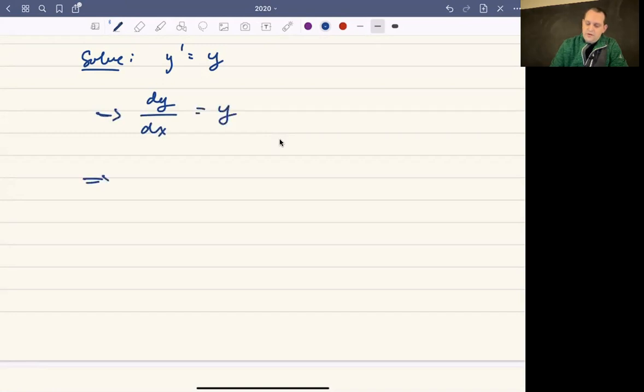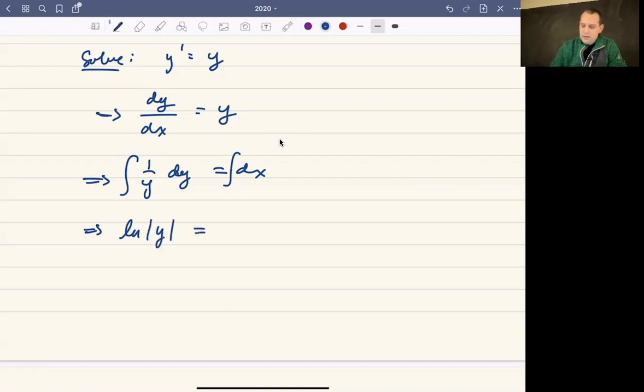And we're going to separate variables. So we end up with 1 over y dy equals dx. And then we integrate both sides. Okay, so we get the y's on one side, the x's on the other, and then we integrate both sides. And when we do that, we're going to end up with, let's see, 1 over y, the integral of that's going to be the natural log of the absolute value of y. Then we'll have x plus c.